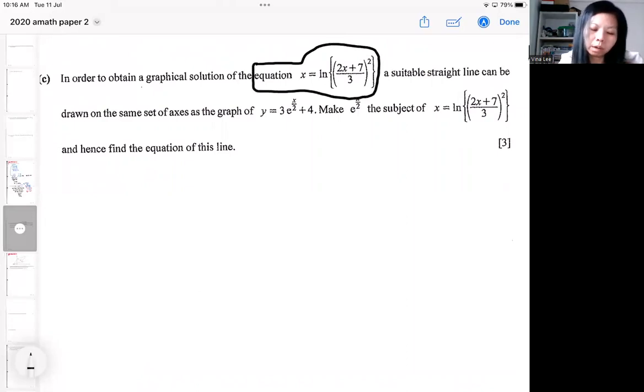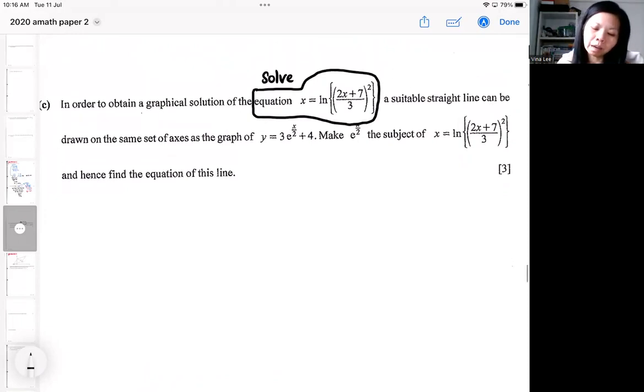I would like to solve this equation, but I would like to solve it from a graphical method. So I need two equations so that I can make use of the intersection. That means the solution that I have will be from the intersection.